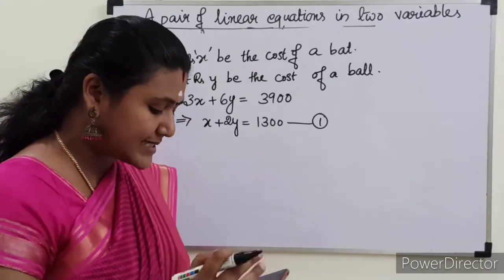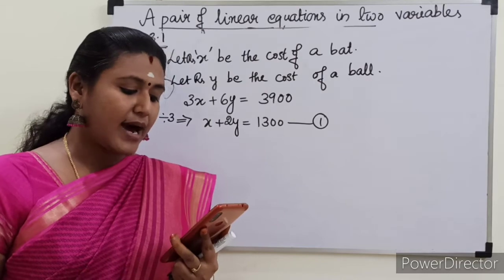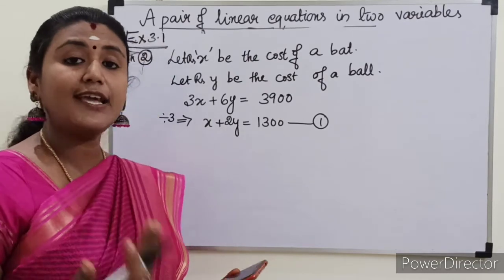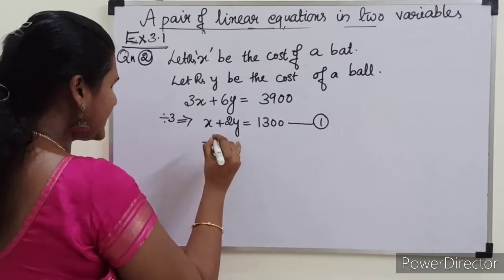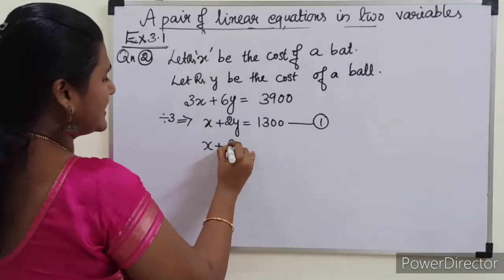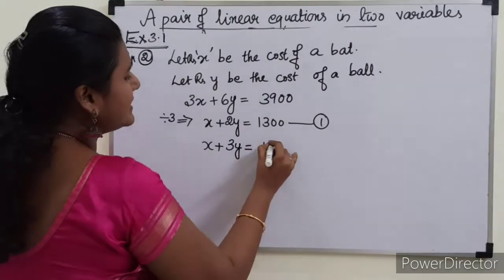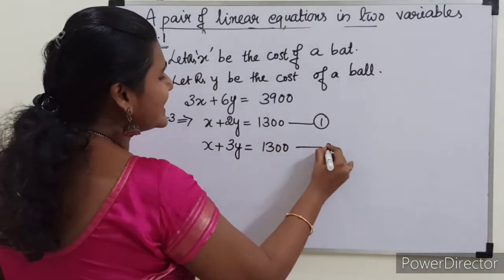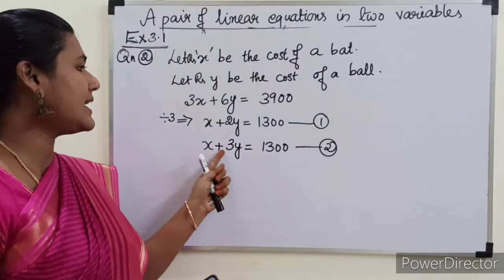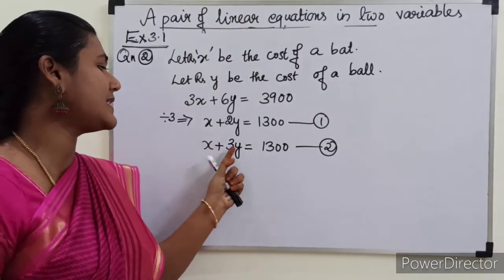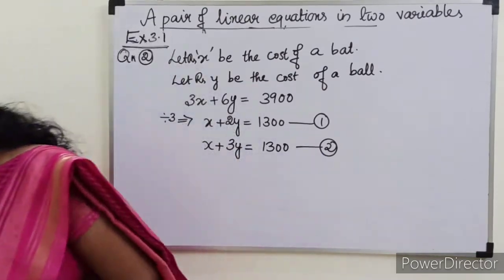Now we will see the second condition. What is the second situation? Later he buys another bat and 3 more balls. He buys another bat, that is x, plus 3 more balls, that is 3y, for 1,300. So this is the second equation. That is 1 bat and 3 balls, x plus 3y is equal to 1,300.